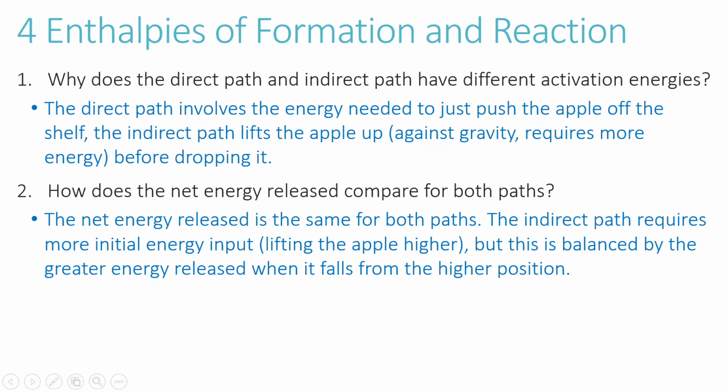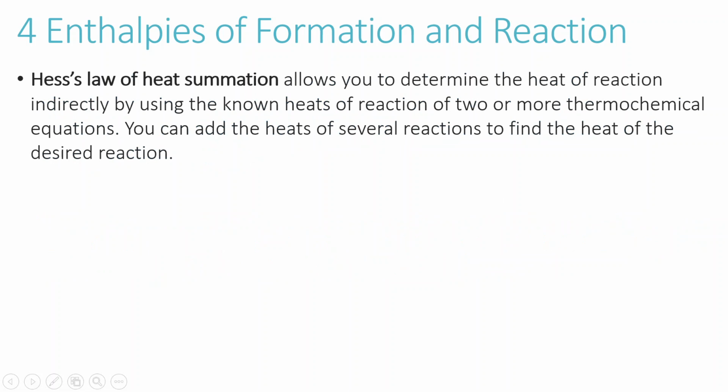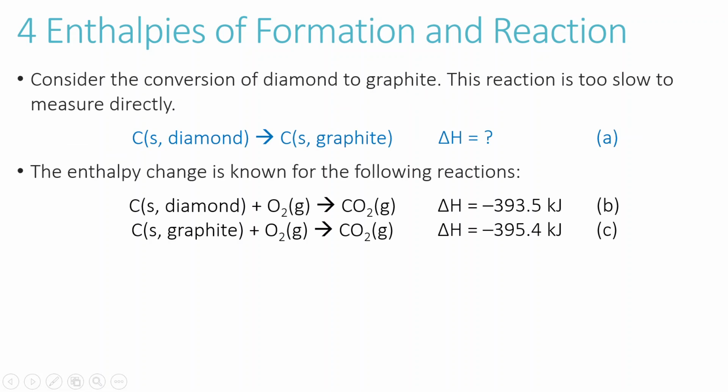So we're going to take advantage of this to calculate the heat change for a reaction using Hess's law. Hess's law of heat summation allows you to determine the heat of reaction indirectly by using the known heats of reaction of two or more thermochemical equations. You can add the heats of several reactions to find the heat of the desired reaction.